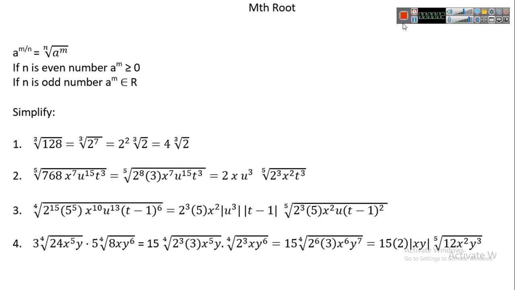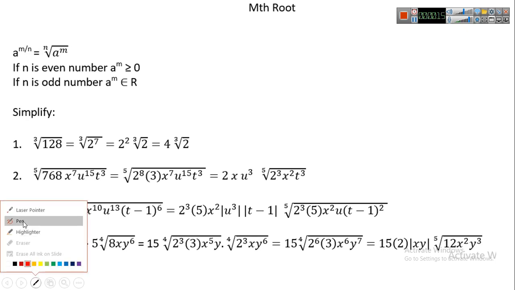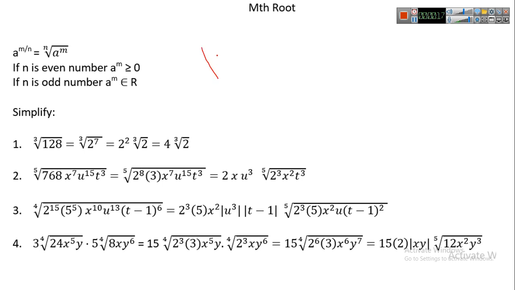Hi students, now we're going to finish with the nth root. What is the nth root? Here it's n because you look at the denominator. So let us start. If you have x power n over m, here we say nth root. We look at the denominator.